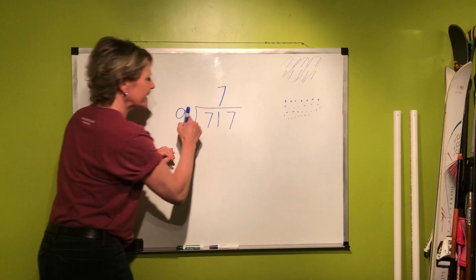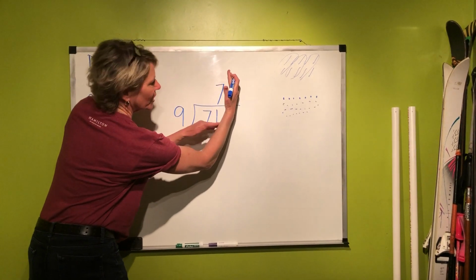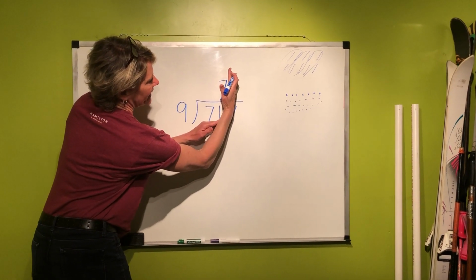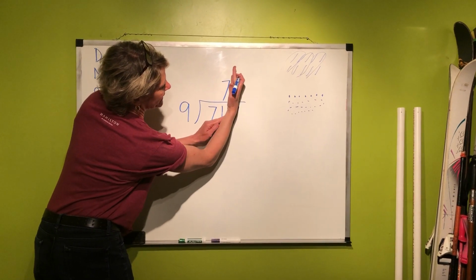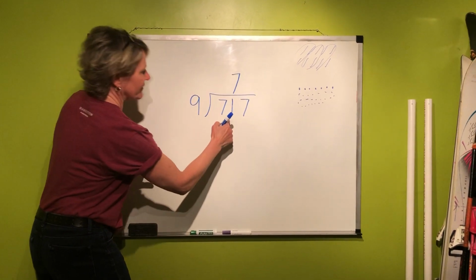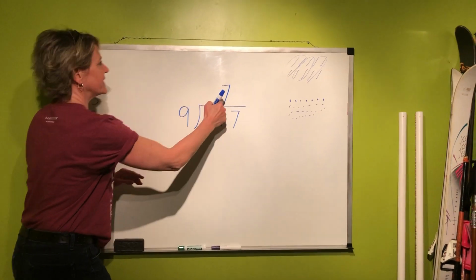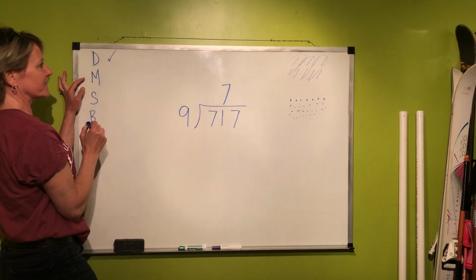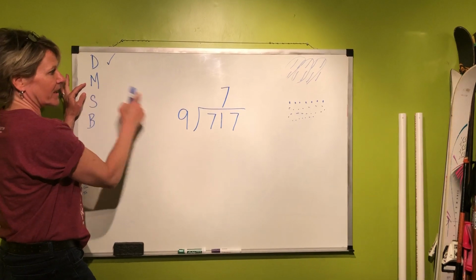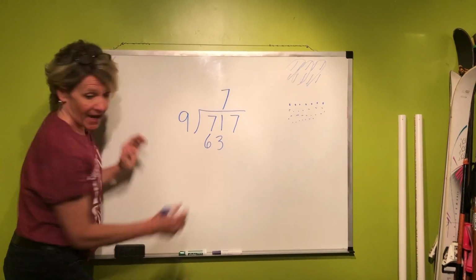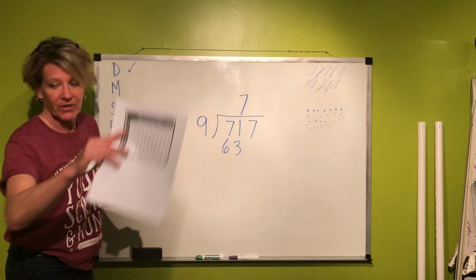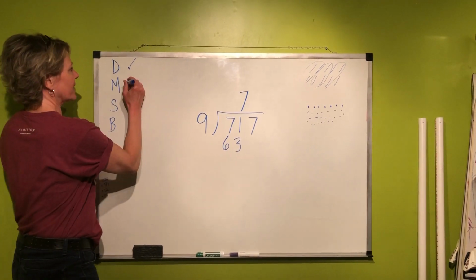Be very careful where you draw your 7. It has to be in line with what looks like a 71 right now. So 71 divided by 9 is 7. That takes care of that step. I'm on the multiply step. 9 times 7 is 63. I knew that from the chart. That takes care of my multiply step.